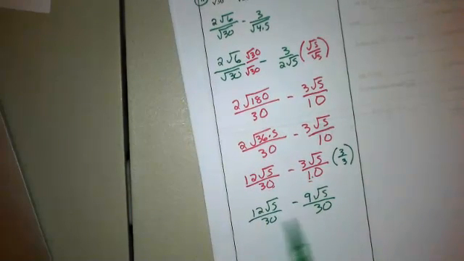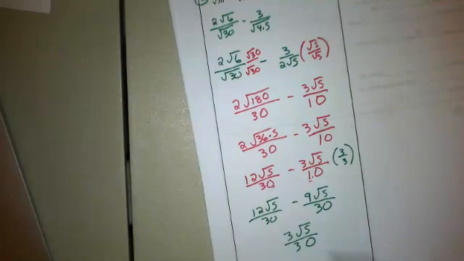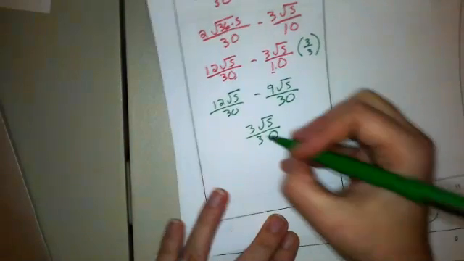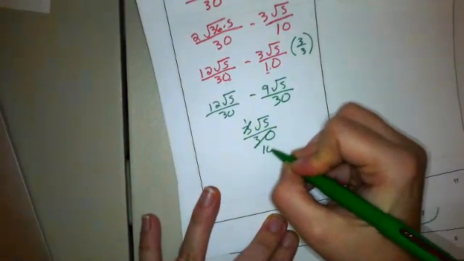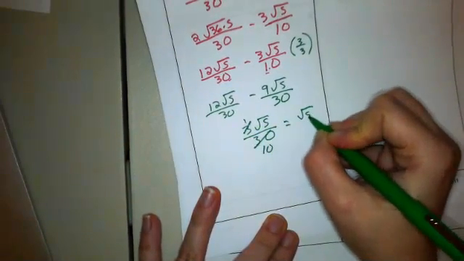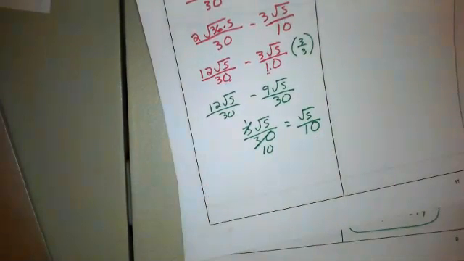I have a common denominator. These are like terms, so I can do 12 minus 9, which is 3 root 5 over 30. And look, I can even go a step further. Those 3's cancel, and then I'm left with root 5 over 10. And there's your final answer. Okay?